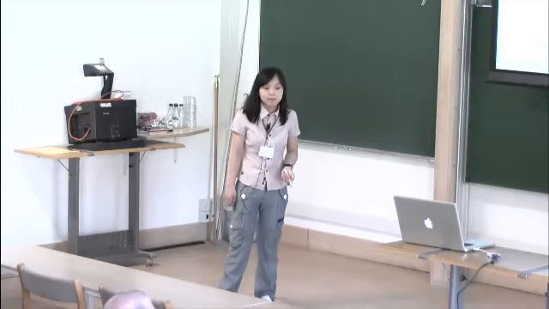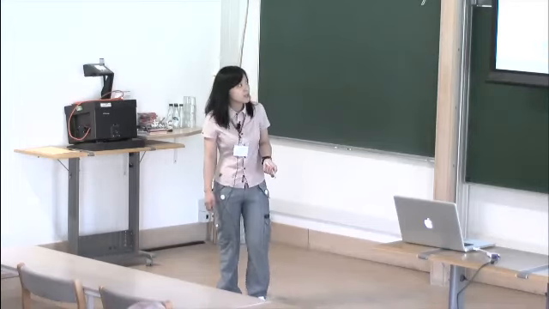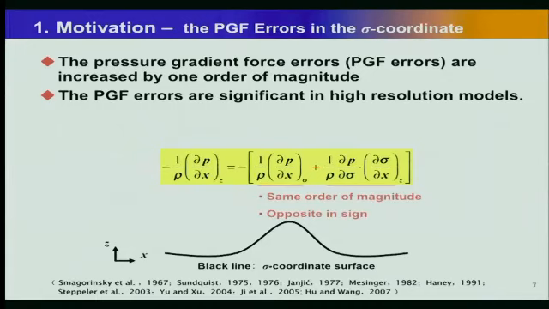However, there are many numerical errors in the sigma coordinate. The most concerning one, I think, is the pressure gradient force (PGF) error. Let me give an example. The black line represents a sigma level. And this is the expression of the PGF in the sigma coordinate. We can see that there are 2 terms. Unfortunately, the 2 terms always have the same order of magnitude and opposite sign near steep terrain. So there is error.